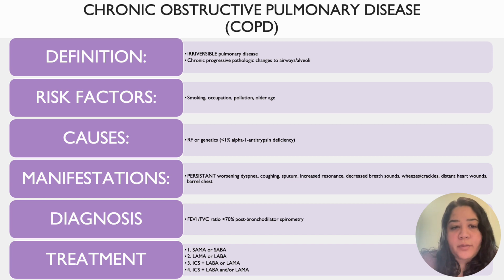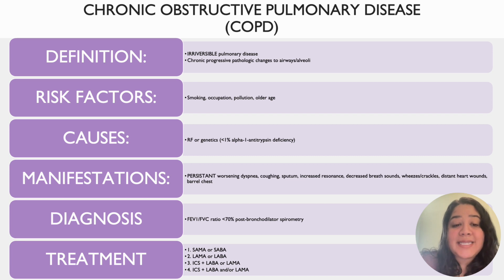COPD is irreversible pulmonary disease that's chronic and progresses to pathologic changes in the airway and the alveoli. Risk factors include smoking, occupational pollution, and older age. Remember, this is a disease that usually presents later on in life because it takes decades to manifest and to do the damage to the lungs that's needed for the symptomology to begin to occur. The causes can be risk factor related, like I mentioned above, or genetics. Less than 1% of those affected with alpha-1 antitrypsin deficiency can have COPD, so we would want to keep that in the back of our minds.